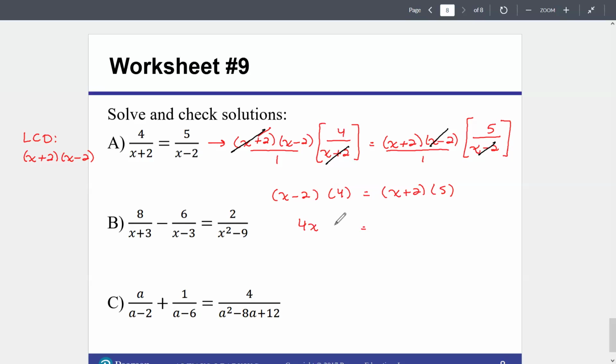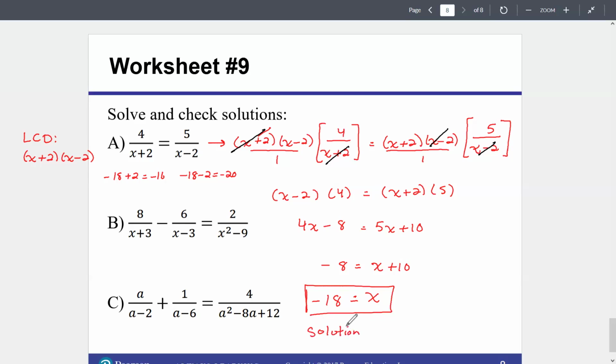So we just have 4x minus 8 is equal to 5x plus 10. So if I simplify this, subtract 4x to the other side, we have x plus 10 equals negative 8. Subtract that, we have x is equal to negative 18. So one of the things we could check is, like I said, does this make the denominator 0? So negative 18 plus 2 is definitely not 0. And negative 18 minus 2 is definitely not 0. So this is a solution.